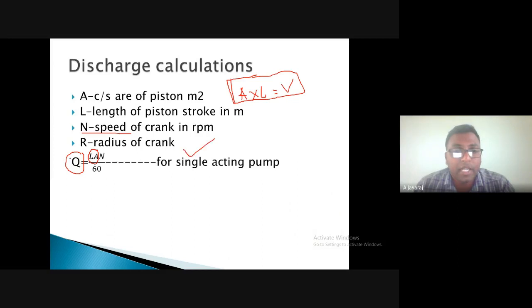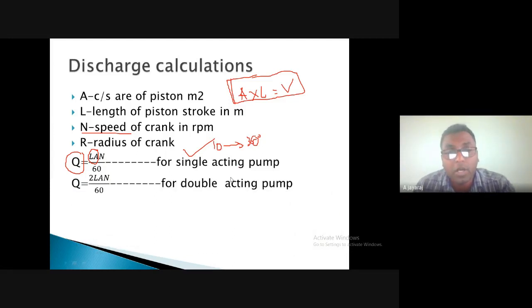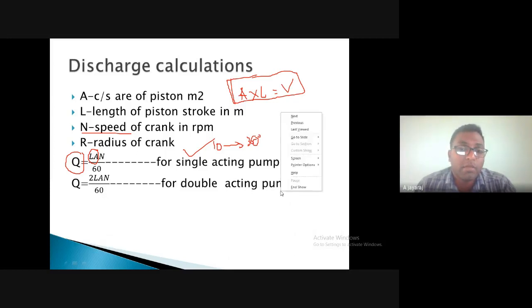Since this is a single acting pump, we have one delivery per one complete rotation, one delivery for 360 degrees. So there is one delivery stroke in a single acting pump. In a double acting pump, there are two deliveries for one complete rotation, hence the same formula changes to 2 times LAN divided by 60. For a double acting pump, since it has 2 deliveries for one complete revolution, the formula gets multiplied by 2, so the discharge gets doubled up.